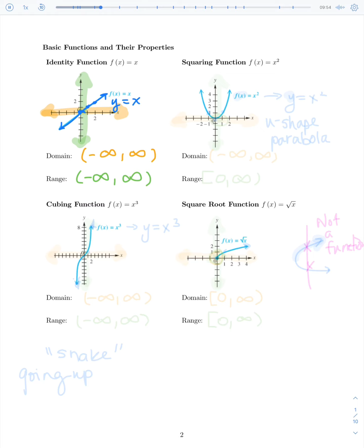Another graph is f of x equals x squared. That's also y equals x squared, which is the same thing. Just as a reminder, that's because f of x and y mean the same thing, so they can be replaced by one another. This graph goes through (0, 0), (1, 1), and (negative 1, 1), and it's got this U shape. We call this U shape a parabola.